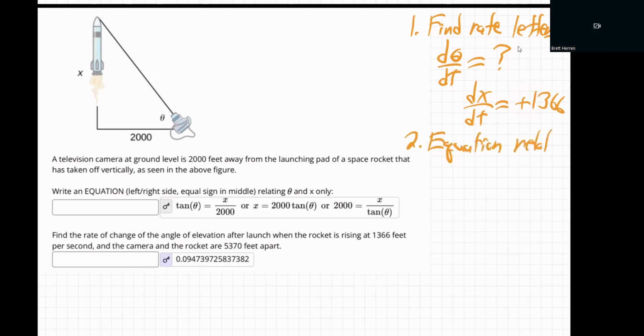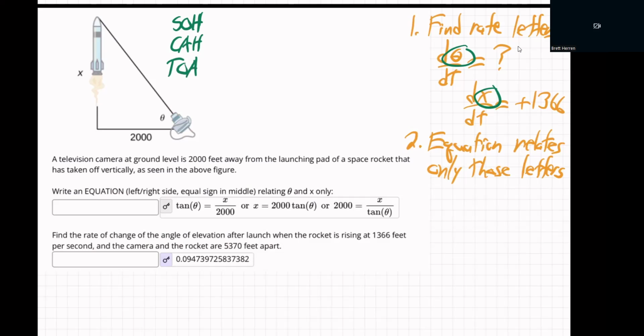that relates only those letters. So write an equation that relates only what letters? Only theta and x. Well, that's going to be trig, huh? Theta and x. So how do you know which one? Well, remember the SOHCAHTOA. Remember from trigonometry? You've got to know your trig in calculus.